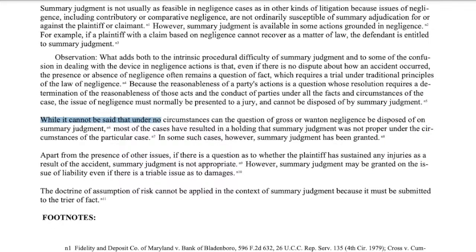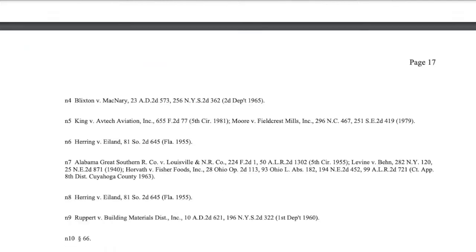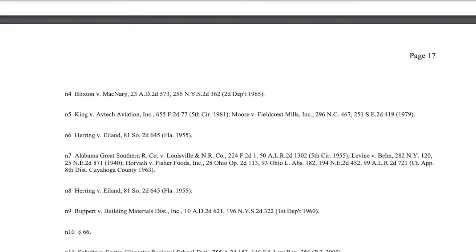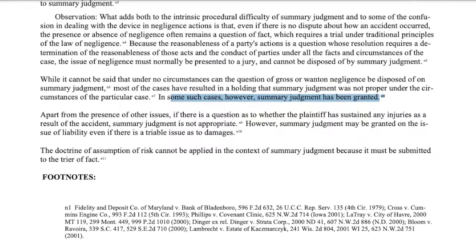While it cannot be said that under no circumstances can the question of gross or wanton negligence be disposed of on summary judgment, most of the cases have resulted in a holding that summary judgment was not proper under the circumstances of the particular case. In some such cases, however, summary judgment has been granted, and that's footnote 8. Let's see where it has been, because it's been Herring versus, Florida 1955. Who knows what that was? That seems like a pretty rare case. That'd be interesting to know what it is, because that would be a summary judgment being granted in a negligence case.